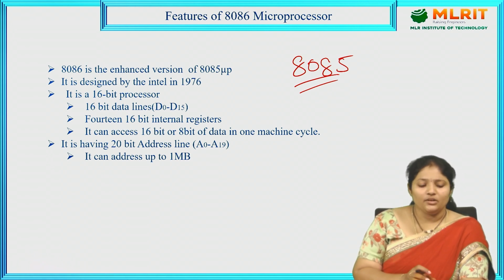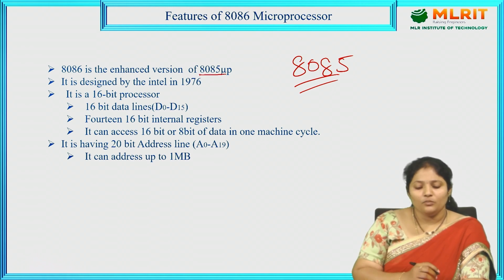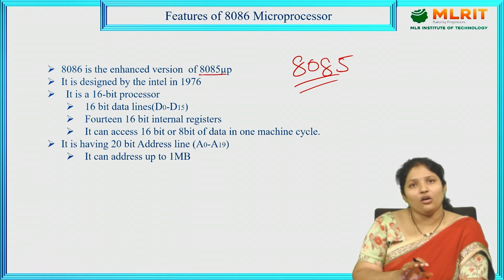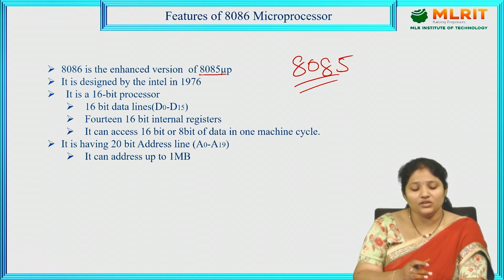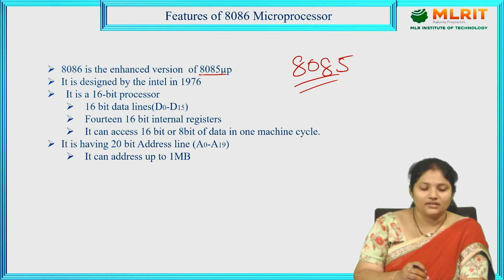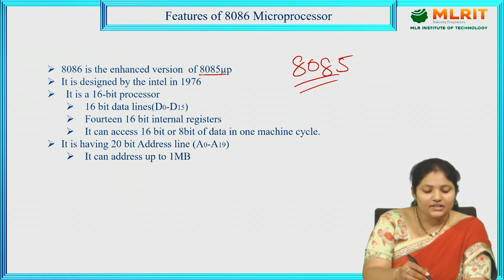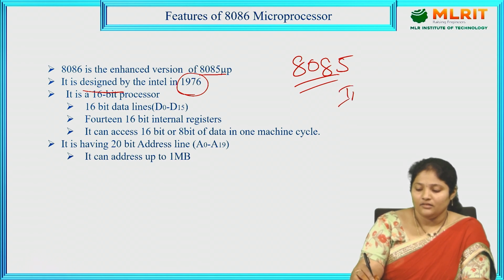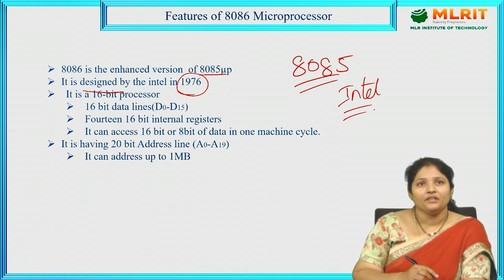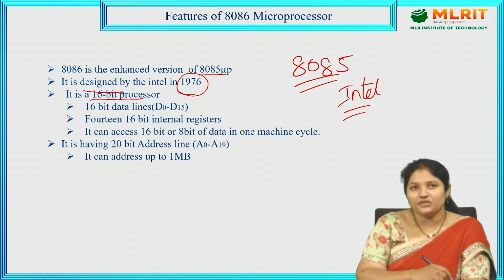Basically, 8086 is the enhanced version of the 8085 microprocessor. Most of the features which we already discussed in the 8085 are also in 8086. Apart from those features, there are some major features in 8086, which I'll discuss today. The 8086 microprocessor was designed in the year 1976 by Intel Corporation. It is the first 16-bit microprocessor, which was a huge commercial success.